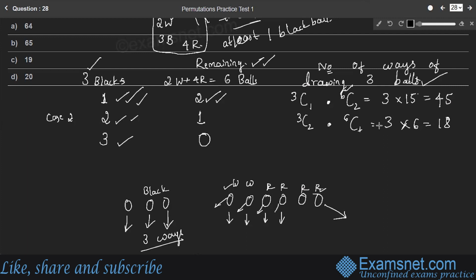This is the number of ways of drawing 3 balls in case 2. Now case 3. So we have 3 ways of drawing all the 3 black balls.